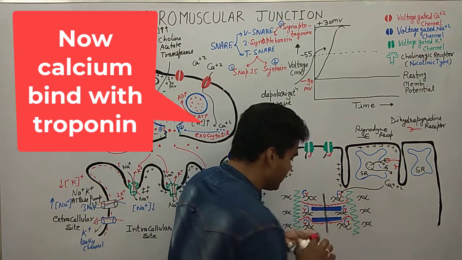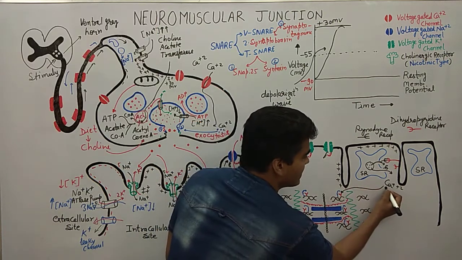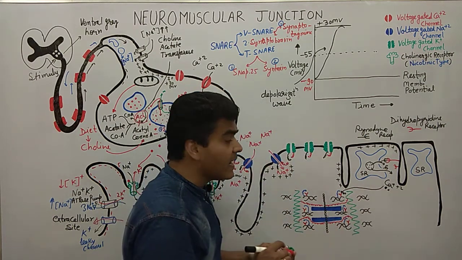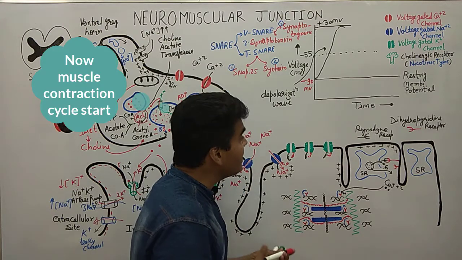Okay. What will this calcium bind with? It will bind with troponin. And from here the muscle contraction cycle will start. At the same time, what will happen?